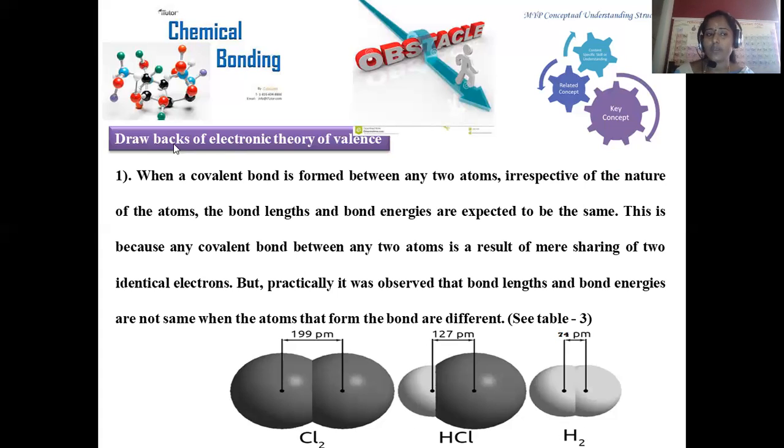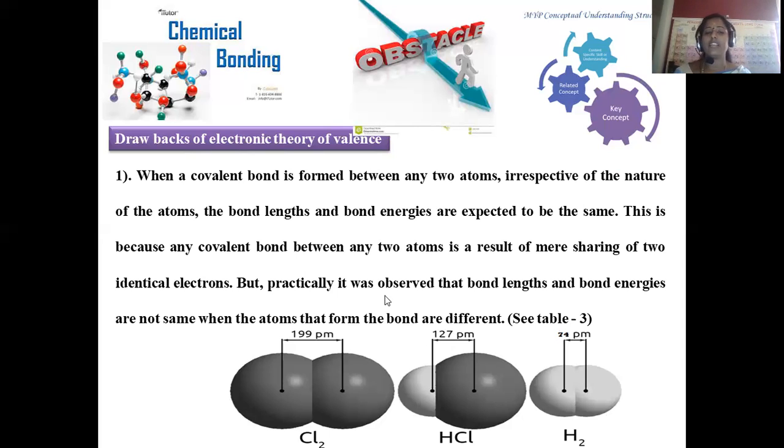This was not exactly explained by this electronic theory of valency. In all the cases, chlorine with one chlorine, hydrogen with one chlorine, hydrogen with another hydrogen, valency will be the same. And here one of the atoms is the same, but the other atom changed, so the bond length also varied. There is no clear-cut explanation for this variation in the bond length by this electronic theory of valency. This is the major obstacle.